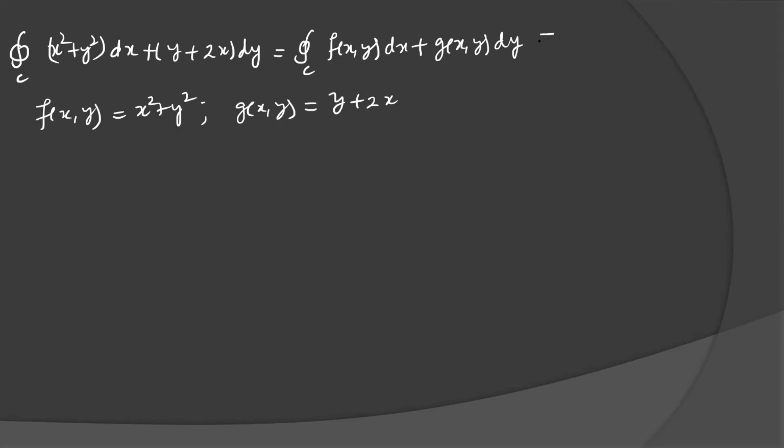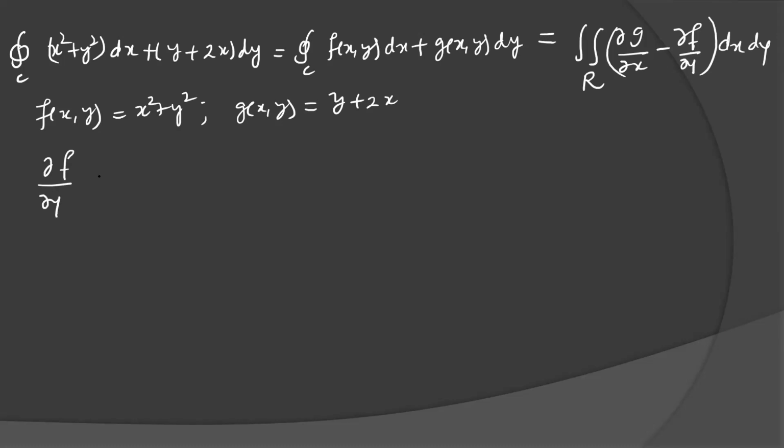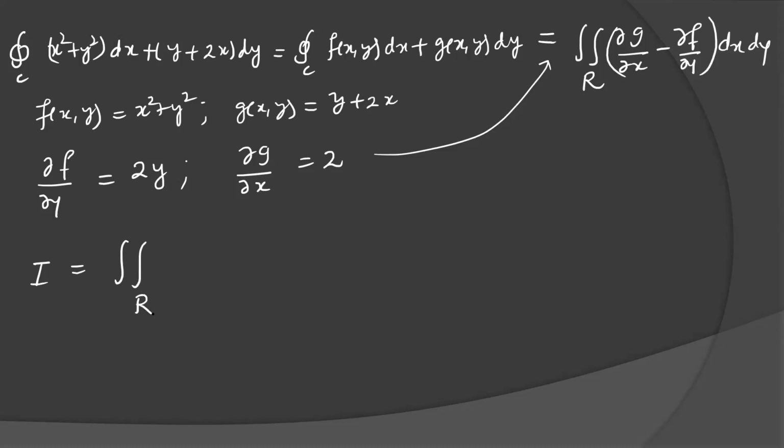What is Green's theorem? It is equal to the double integral over the region R of del g by del x minus del f by del y dx dy. So what will be del f by del y? We have to differentiate with respect to y. It will be 2y. Del g by del x will be 2. Put these values in Green's theorem. So using Green's theorem, it is going to be the integral of (2 minus 2y) dx dy.